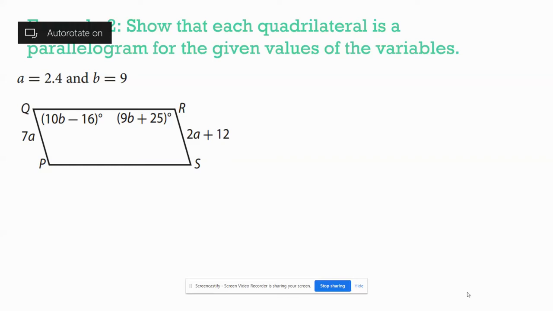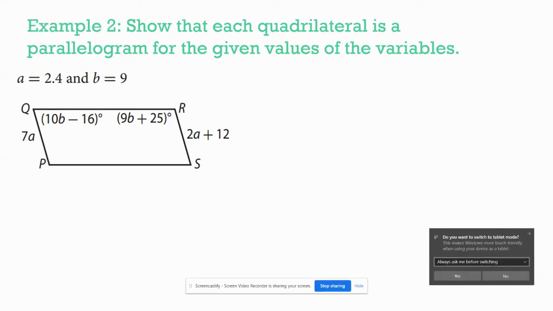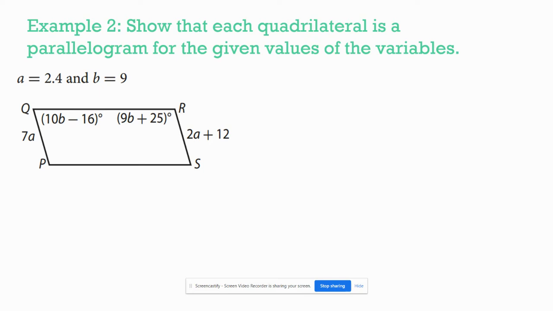For the next example, I have to show that each quadrilateral is a parallelogram for the given values of the variables. This is going to be the majority of the questions that you see with parallelograms. What's important to know is that for the sides, that's typically easier. Students usually don't forget that the sides of a parallelogram are congruent. That's the opposite sides. So let's go ahead and start there.